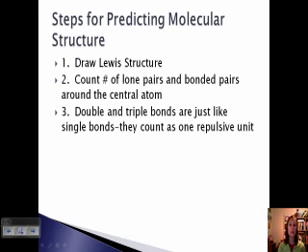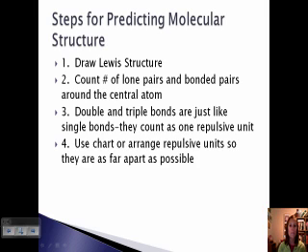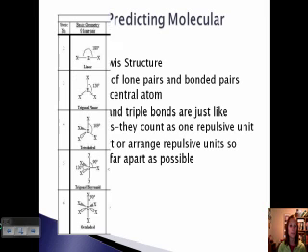We're going to count double and triple bonds just like we would a single bond, so they're going to count as one bonding site. That's because even though it's a double or a triple bond, it counts as one repulsive unit, and so it's one bonding site. And then we have a chart that we're going to use to figure out the shape, or you basically just want to arrange those bonding sites as far apart from each other as possible.